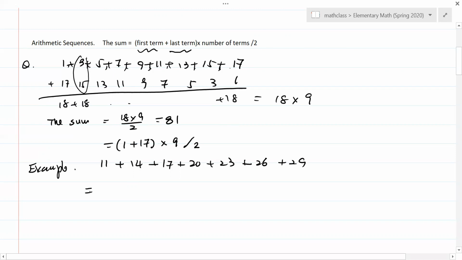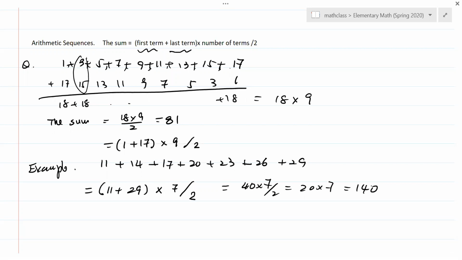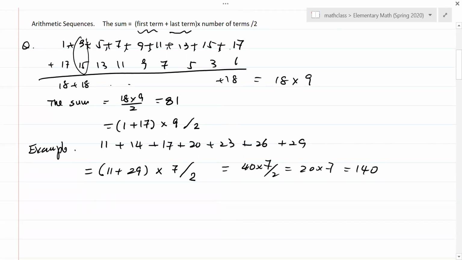By the above formula, it will be the sum of the first term and the last term. Okay, now the question is how many terms are here, but you don't have so many terms, so you just count, right? 1, 2, 3, 4, 5, 6, 7. So multiply by 7, right? Then you have to divide by 2, okay? If you use the formula, you get 40 times 7 divided by 2, you get 20 times 7, you get 140. Using the formula, you can easily get the answer.